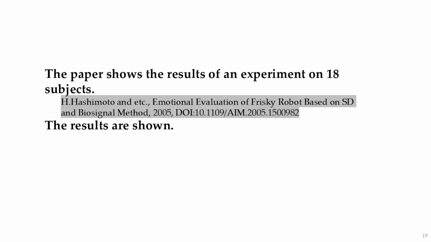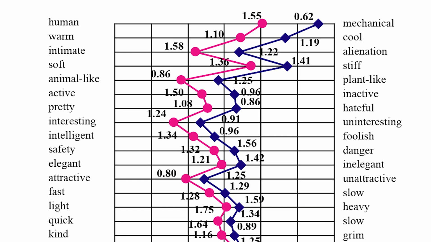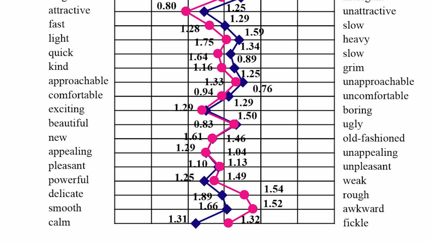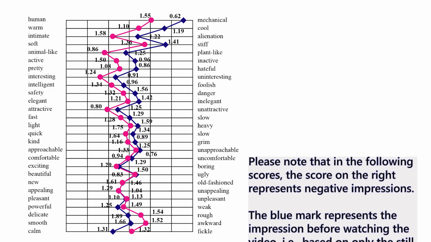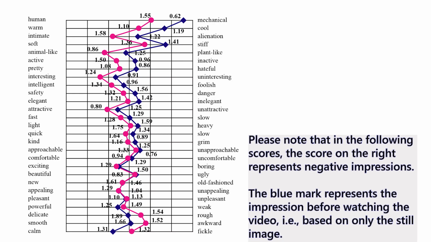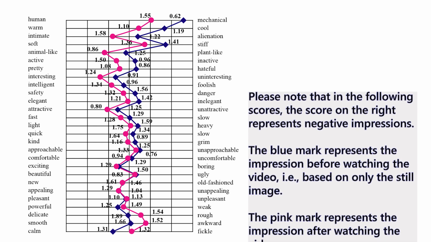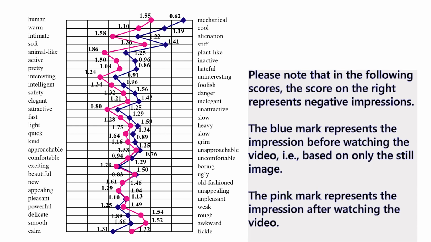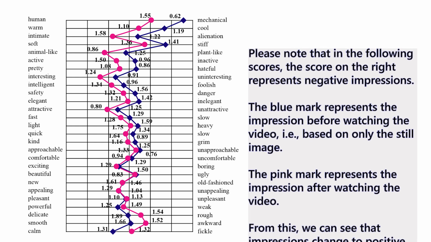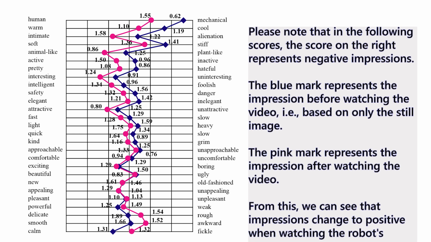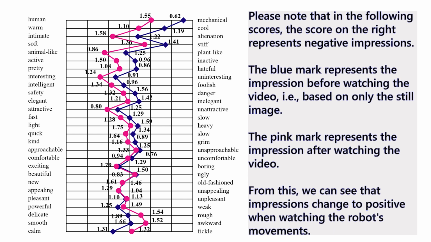This example is taken from the following paper. The paper shows the results of an experiment on 18 subjects. The results are shown. Please note that in the following scores, the score on the right represents negative impressions. The blue mark represents the impression before watching the video, i.e., based on only the still image. The pink mark represents the impression after watching the video. From this, we can see that impressions change to positive when watching the robot's movements.